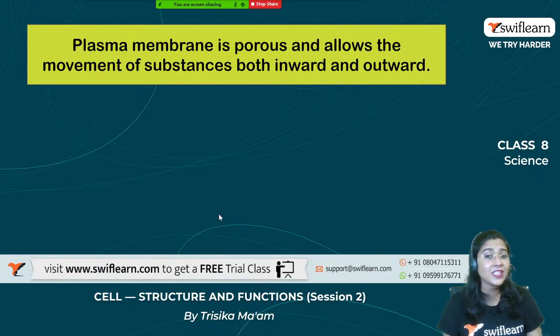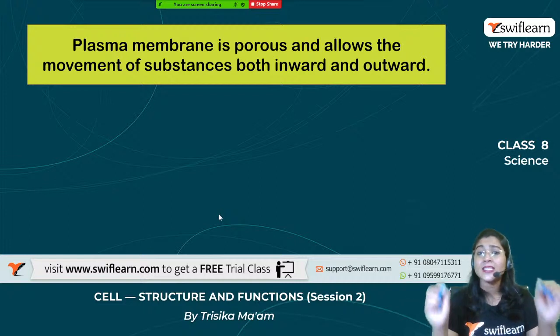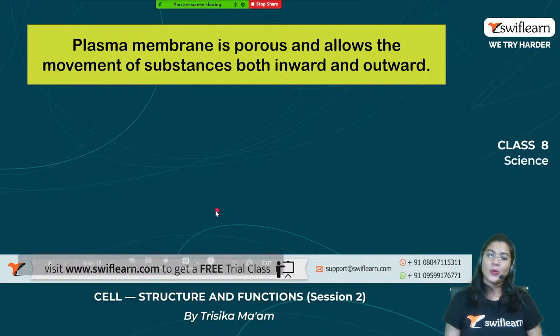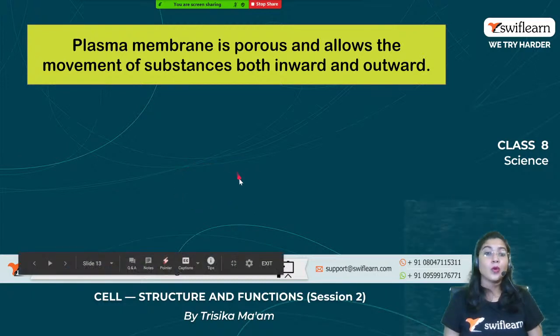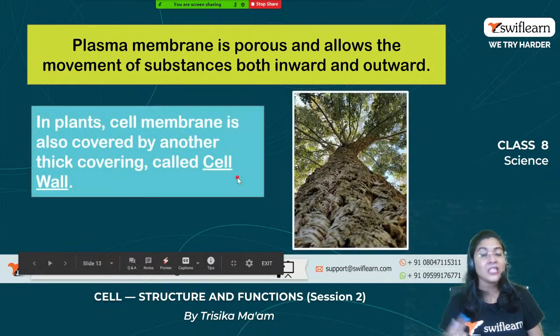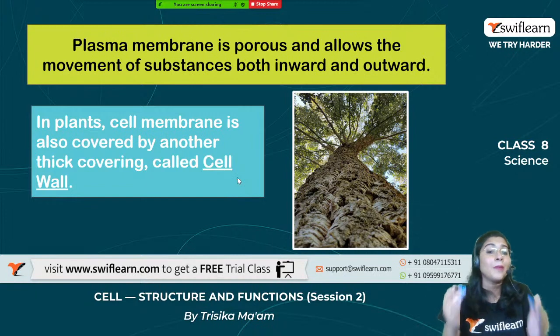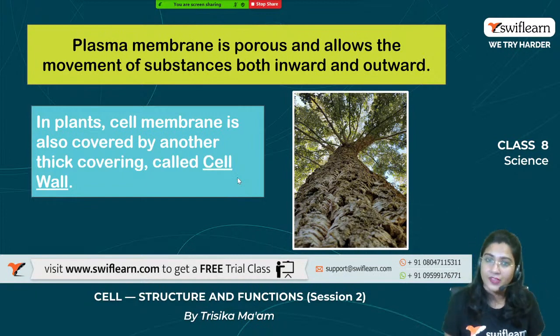Why is it selectively permeable? Because it does not allow everyone to get inside the cell or everyone to go out of the cell. It only selects certain molecules which are necessary for the functioning of the cell to get inside, and others are not allowed. Fine. Okay, up to this much clear? So this is the main work of the plasma membrane. As well, the plasma membrane gives support and helps to maintain the proper shape of the cell.